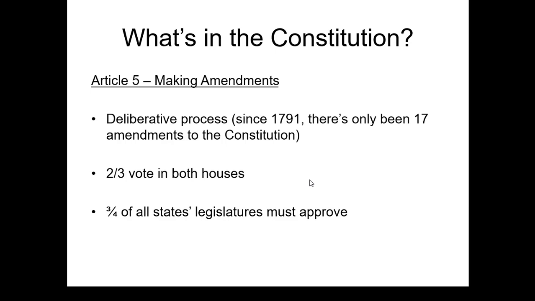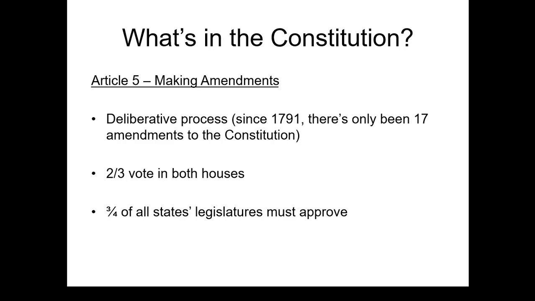Article 5 is simply the process for making amendments. Even though there are 4 different ways you could amend the Constitution, only one way has been used: a 2/3 vote in both houses of Congress, and then it goes out, and 3/4 of all the states' legislatures approve it. It's a very deliberative process. The framers intentionally wanted this to be difficult.